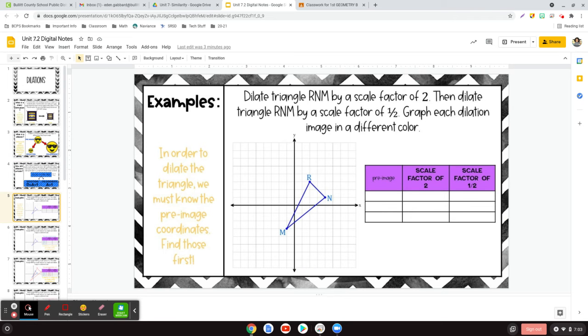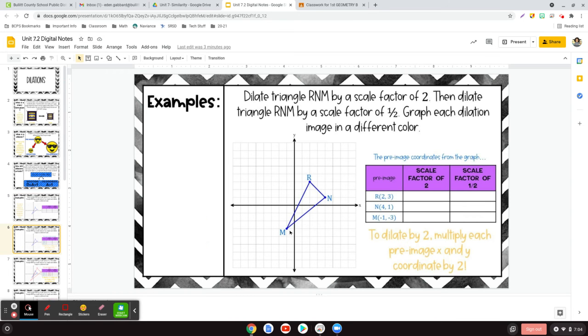Let's look at this. So we are going to dilate this triangle. We're going to use the original coordinates for this blue triangle. So our pre-image coordinates are going to go here, and we're going to dilate this with a scale factor of 2 in this column and a scale factor of 1/2 in this column, and we're just going to fill out our chart. So our original coordinates for this triangle, we have R, N, and M, and these are our original coordinates, and they're already plotted right here in blue. Now, to dilate these points by 2, or to a scale factor of 2, we multiply each point by 2, or each coordinate of each point.